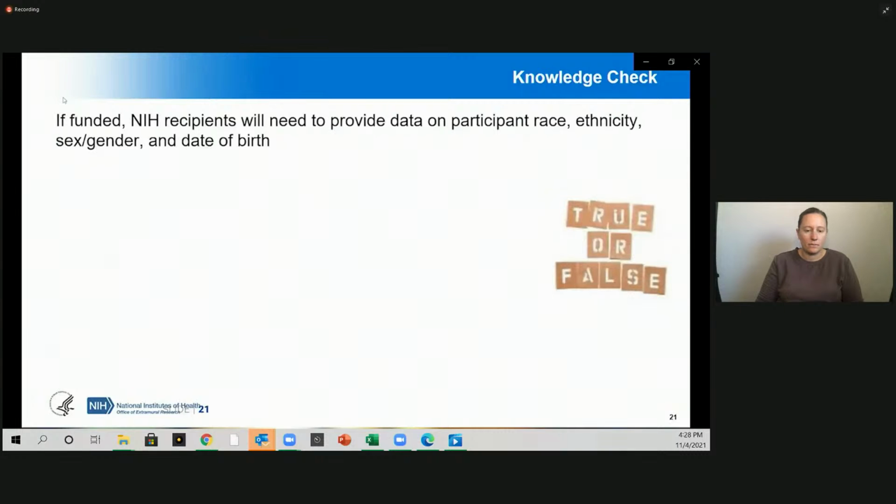Okay, I'm going to admit this was a bit of a trick question, but for those of you who are listening carefully, you'll know that this is false. You do need to provide data on participant race, ethnicity, sex, or gender, but you do not need to provide data on date of birth. We actually collect age at enrollment rather than date of birth for participant privacy concerns.